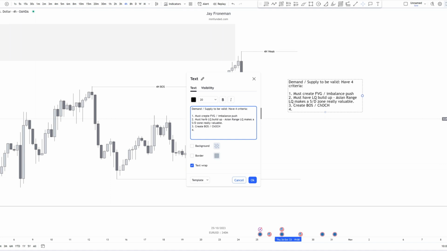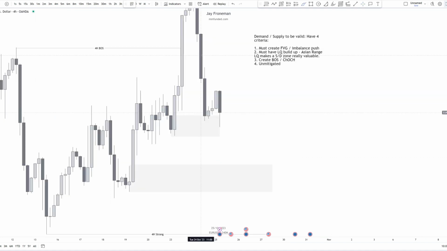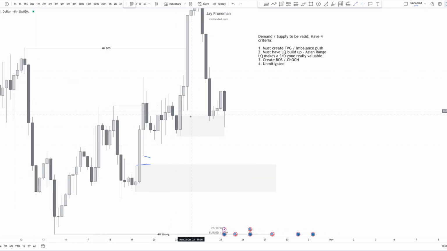And finally, number 4, that S&D zone must be unmitigated, meaning price must not have already pulled back and tapped into that zone. For example, this zone was mitigated today, and over here we have a further down, more extreme, unmitigated zone that has created the fair value gap, which we call an inefficient or imbalance push, the break of structure to the upside, and the overall 4-hour break of structure to the upside. So this would be a 4-hour internal break of structure. And we do have resting liquidity below the zone. So we have valid liquidity to potentially sweep into the zone and continue a reaction from there.